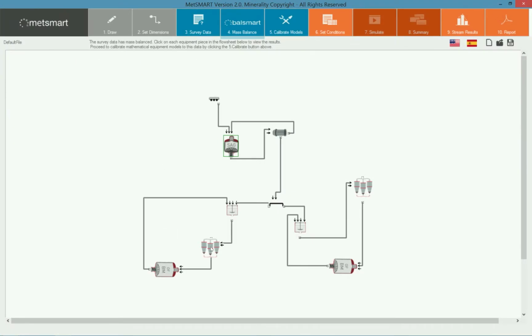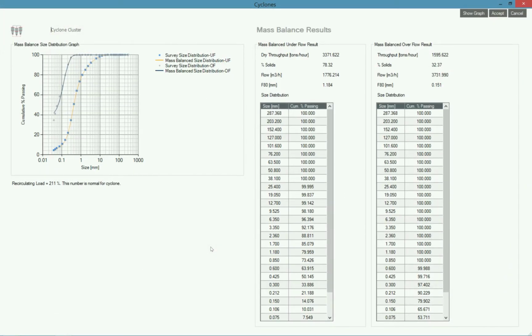Furthermore, if we look at the cyclones, here we will see that we have a mass balanced result, which fits quite well through the experimental points. And we also know the recirculating load. This number was calculated without any direct measurement on the underflow stream. This is a very important performance indicator when we have ball mill cyclone circuits. So for every equipment piece, we have the dry throughput, the density, the flow rates, and the size distribution of the product streams.